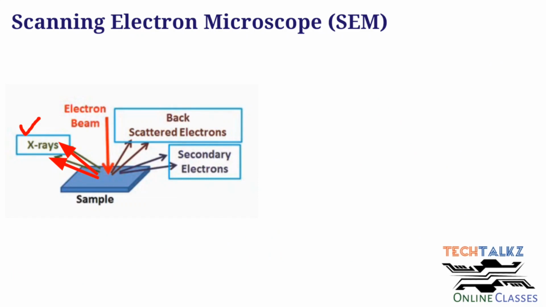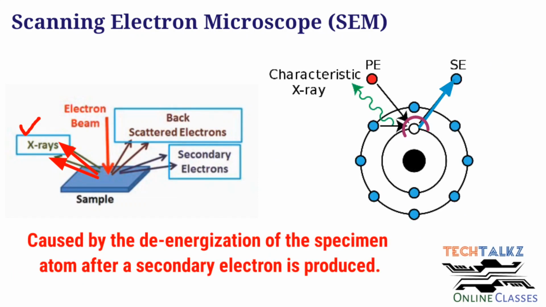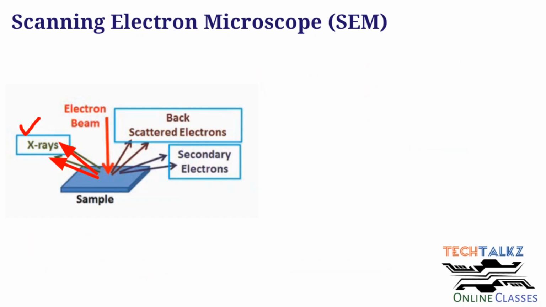Then X-rays are also produced here. During the emission of electrons from the inner shell of the sample, there will be a vacancy of electrons. Then electrons from the outer shell can occupy these vacancies, and they emit the excess energy as X-rays. Anyway, when you direct the electrons to the sample, there will be backscattered electrons, then the emission of secondary electrons and X-rays.